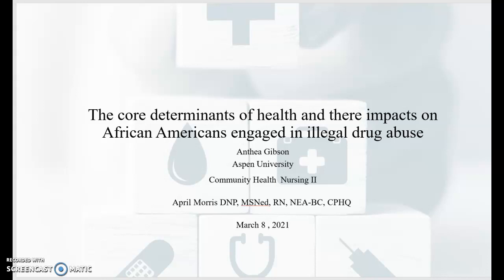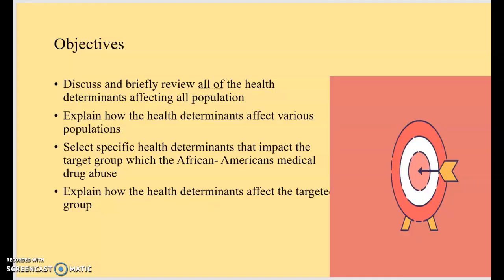I am a student at Aspen University, enrolled in Community Health Nursing 2. Today we will discuss the core determinants of health and their impact on African Americans engaged in illegal drug abuse. Our objectives are to discuss and briefly review all of the health determinants of all populations, the effect on the various populations, and also the impact on the targeted group, which is African Americans, and explain how the health determinants affect the targeted group.